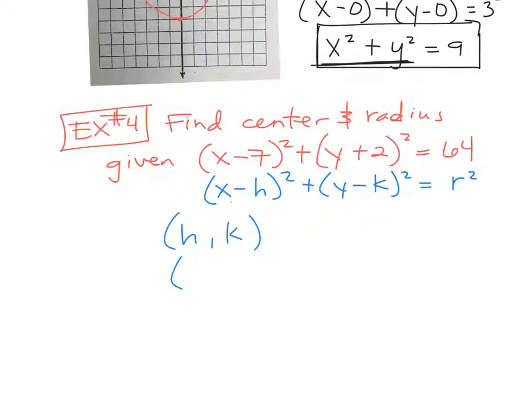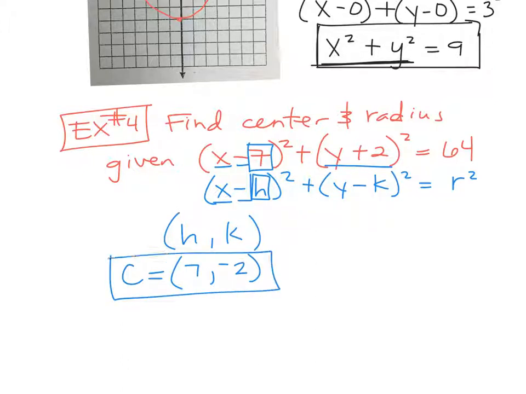Because the formula is saying x minus some number. That some number is 7. So although it looks negative because it's minus 7, it is a positive 7. And k would be negative 2 because y minus a negative 2 would give you y plus 2. So when you're pulling out the center, it's always going to be opposite of what it looks like in the problem. So your center is 7, negative 2.